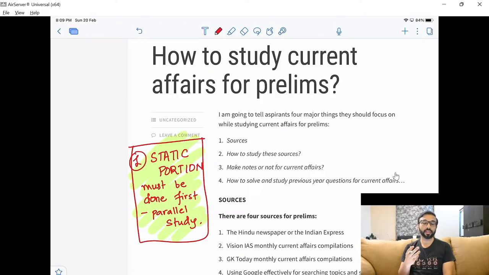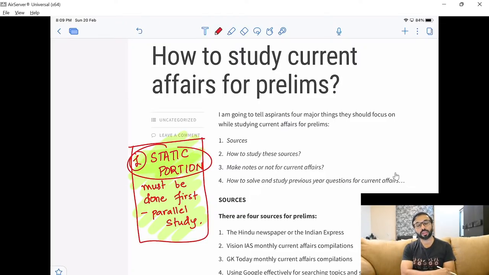Similarly, if you are studying polity, finish your Lakshmikant, or at least do some part of it, and parallelly study the newspaper. If you just go into current affairs without knowing the static portion, there is no way you can understand that current affairs. So the static portion must be clear if you are trying to understand any kind of current affairs.